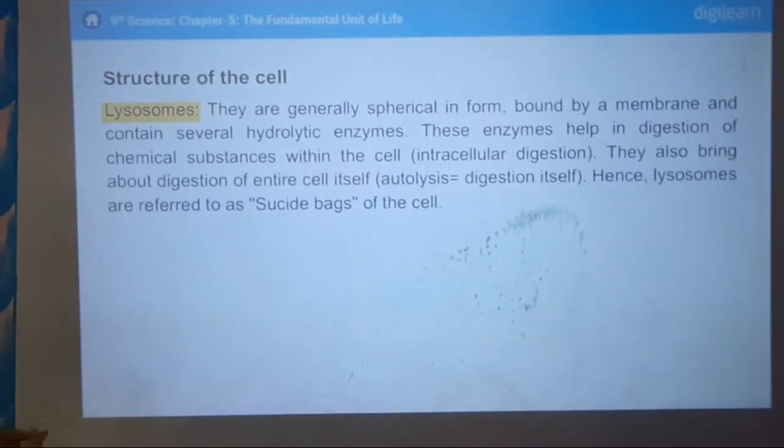Lysosomes. They are generally spherical in form, bound by a membrane and contain several hydrolytic enzymes. These enzymes help in digestion of chemical substances within the cell. This is known as intracellular digestion. They also bring about digestion of the entire cell itself. This is known as autolysis or self-digestion. Hence, lysosomes are referred to as suicide bags of the cell.